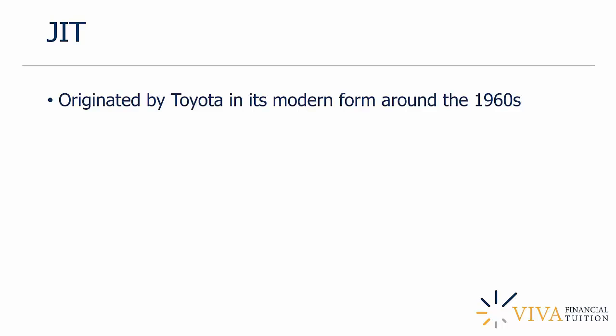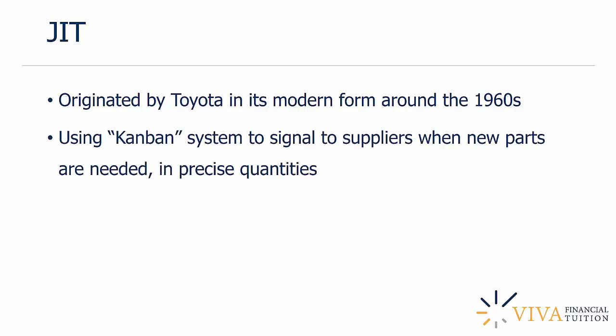Now, one of the really important points in the car manufacturing industry in the real world is this concept of just-in-time manufacturing, or JIT for short. Originated by a car manufacturer, Toyota, in its modern form around the 1960s, using what's called the Kanban system to signal to suppliers when new parts are needed and in precise quantities. We're going to look at this in a bit more detail now in the next slide.